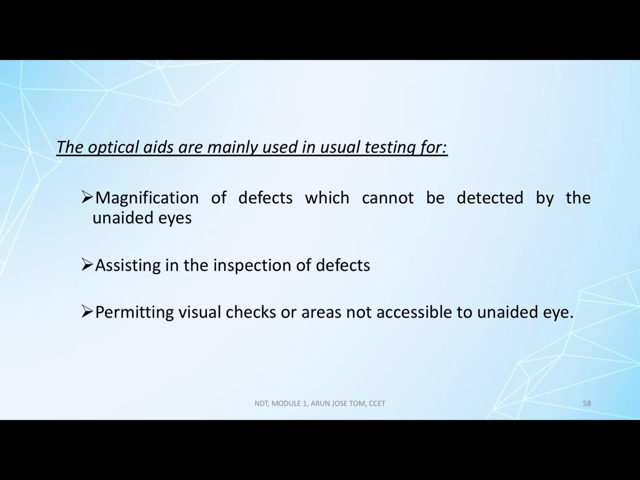The optical aids are mainly used in visual testing for magnification of defects which cannot be detected by the human eye. That's an important point. We can't detect such small discontinuities with our naked eye, so we need help from the optical instruments, assisting in the inspection of defects and permitting visual inspection of areas not accessible to the unaided eye.